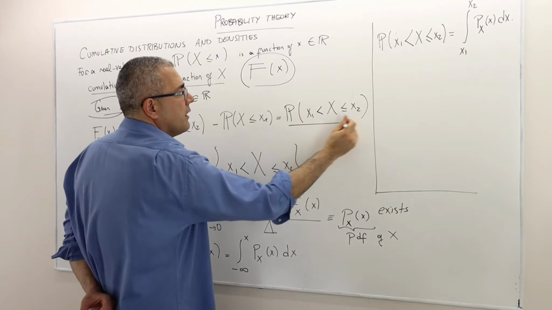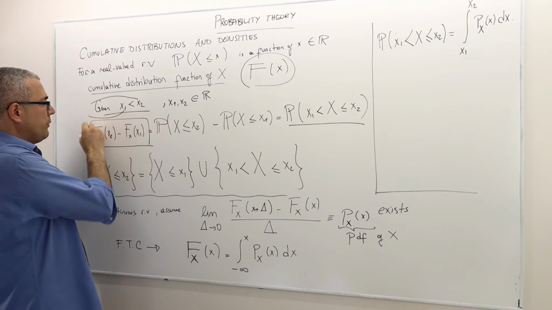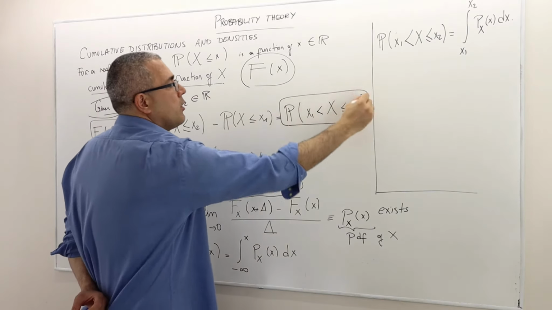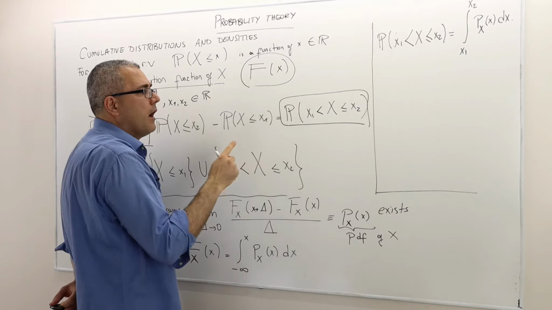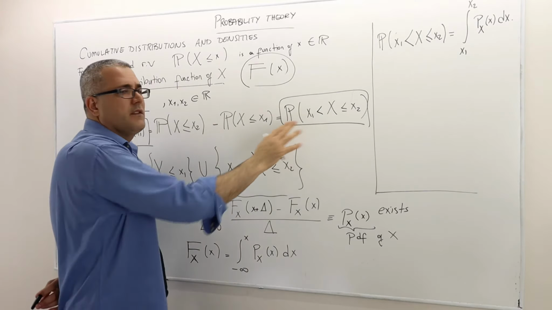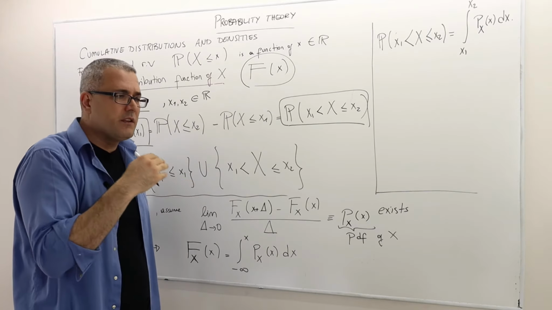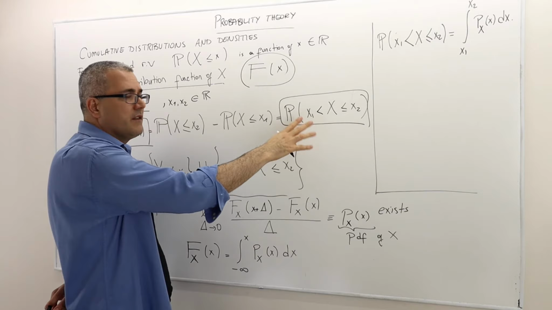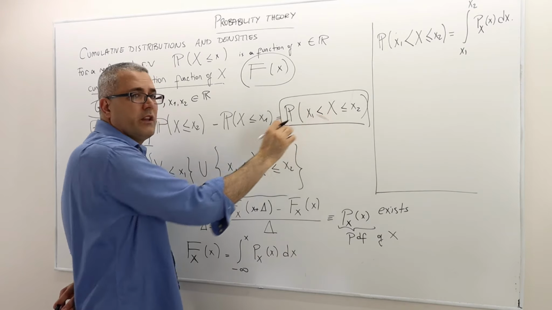But be careful, this term is equivalent to this term, where here the inequality is strict, not equal. If x is a continuous random variable, this doesn't make any difference. However, if it is a discrete random variable, then it is very important whether we have the equality sign here or not. So here, we don't have equality.